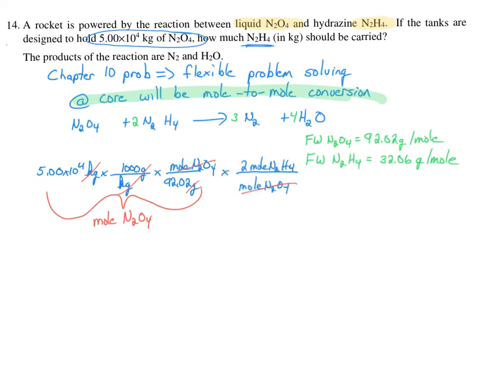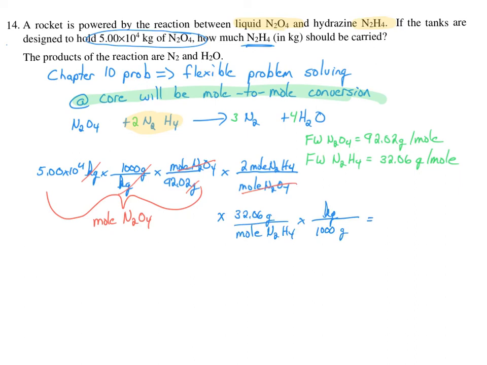So we see moles of N2O4 cancel out, and we use the coefficients from the balanced chemical equation. So the coefficient associated with N2H4 is 2, and the coefficient associated with N2O4 is therefore going to be 1. So now we know how many moles of N2H4, but we want to know the amount in kilograms. So we need to incorporate the formula weight and then convert grams to kilograms.